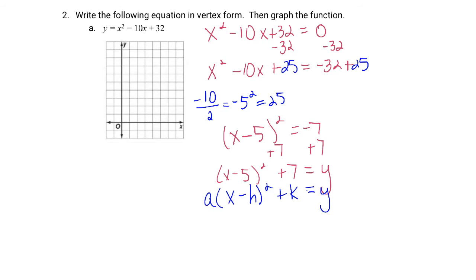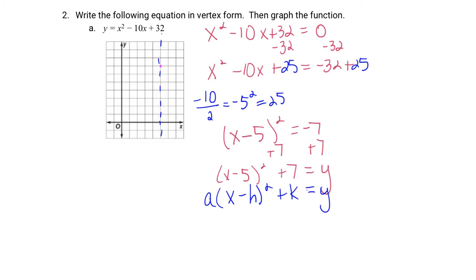So 1, 2, 3, 4, 5. And here's where that little dashed line goes. That's our axis of symmetry. Now, k is the vertex along that axis of symmetry. So the vertex is at 7. 1, 2, 3, 4, 5, 6, 7. And a point goes there.